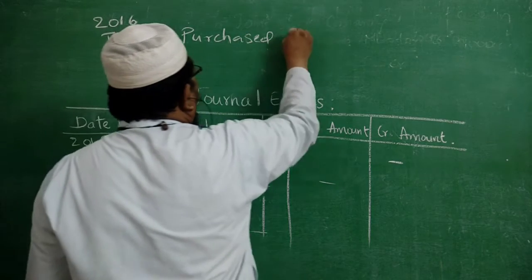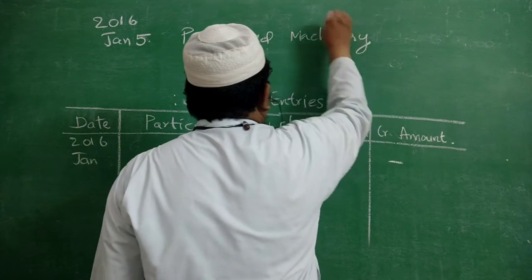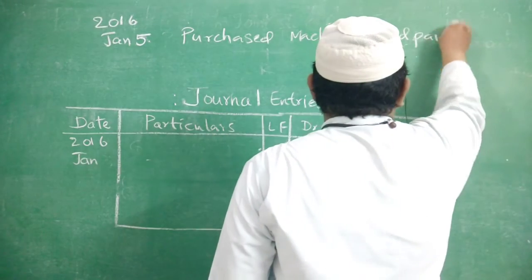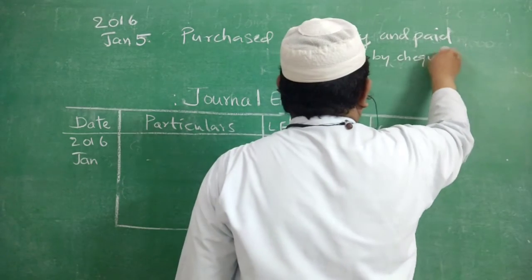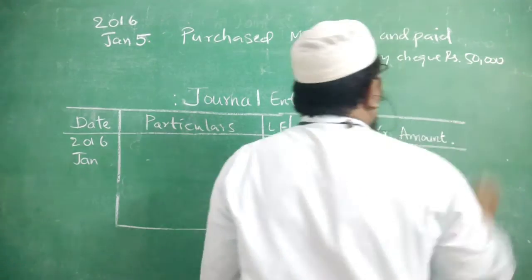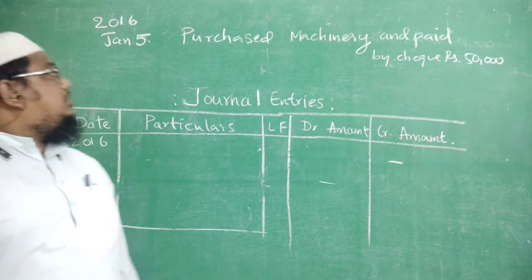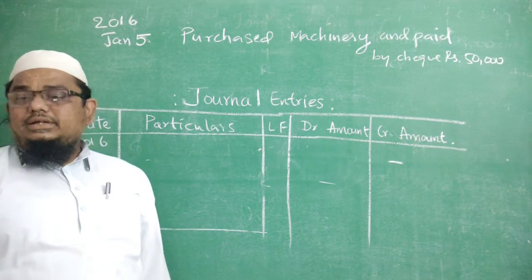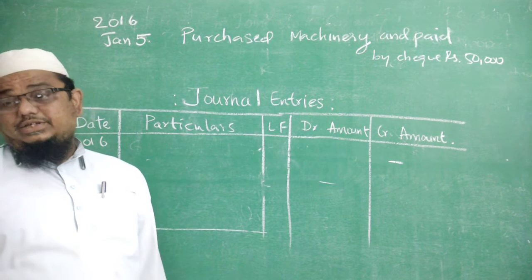Purchased machinery and paid by check, rupees 50,000. On January 5th, purchased a machinery and paid by check, not cash.